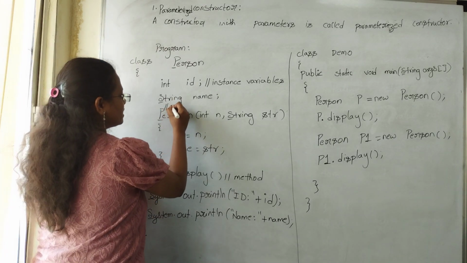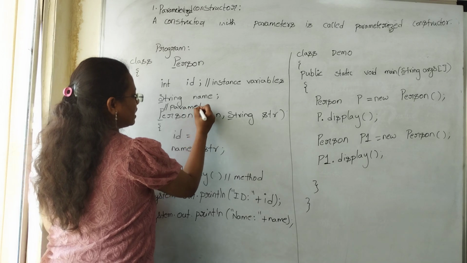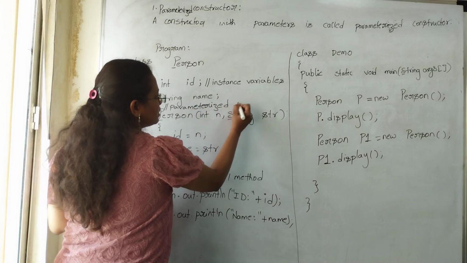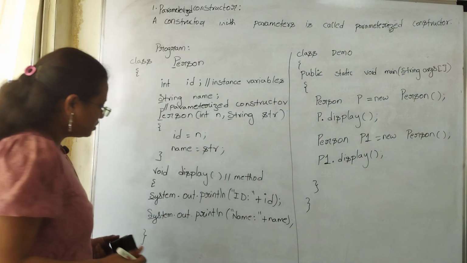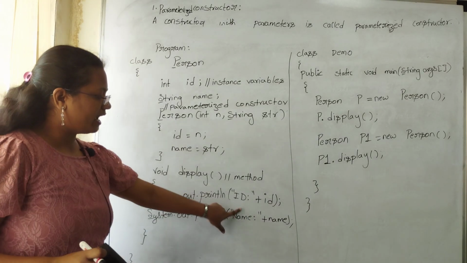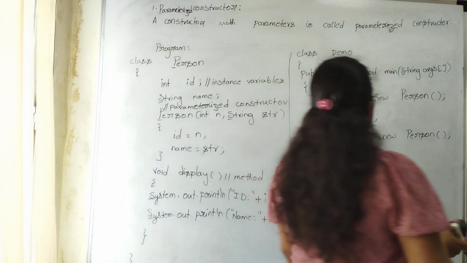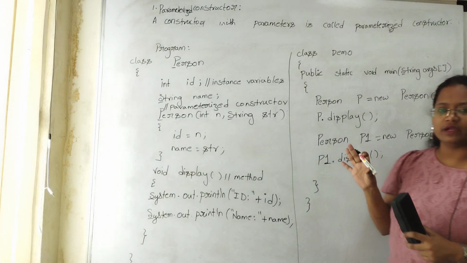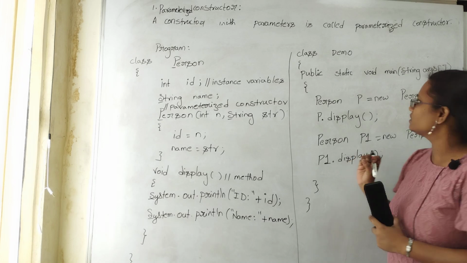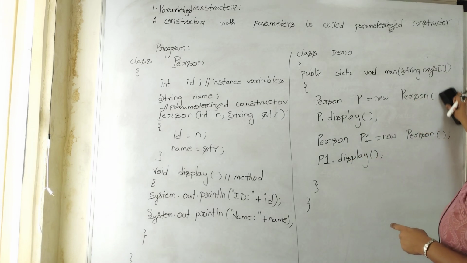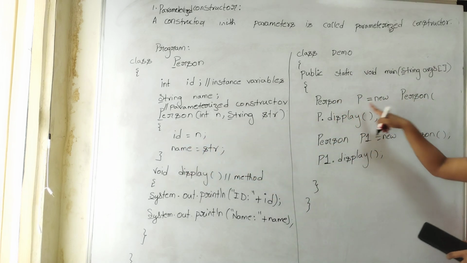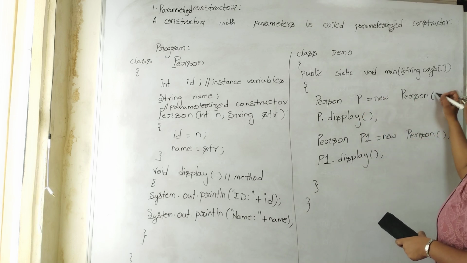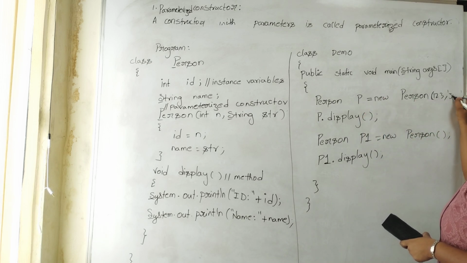Since the constructor takes parameters, it is called a parameterized constructor. Now this is the method to display id and name. When we come to the main method, it is the same program, but with a little change in the coding. Here I would like to pass the id and the name when the class object is created. I am giving 123 and John. This is the first object.